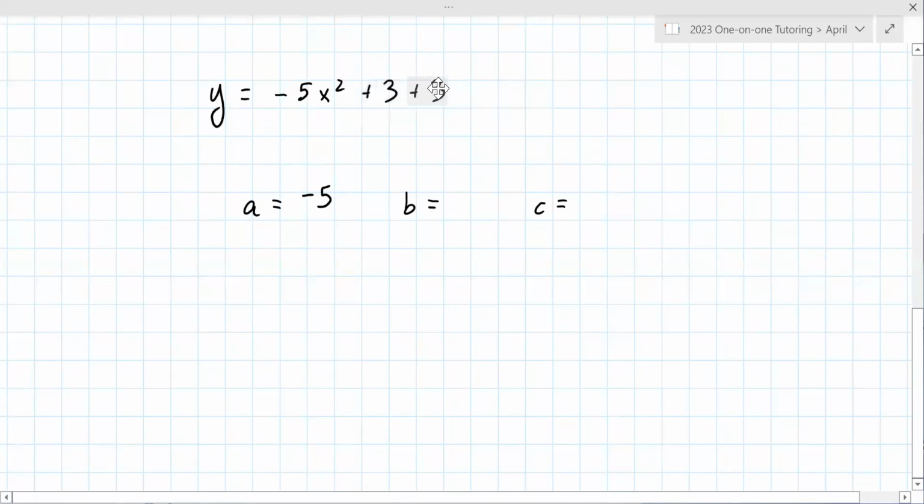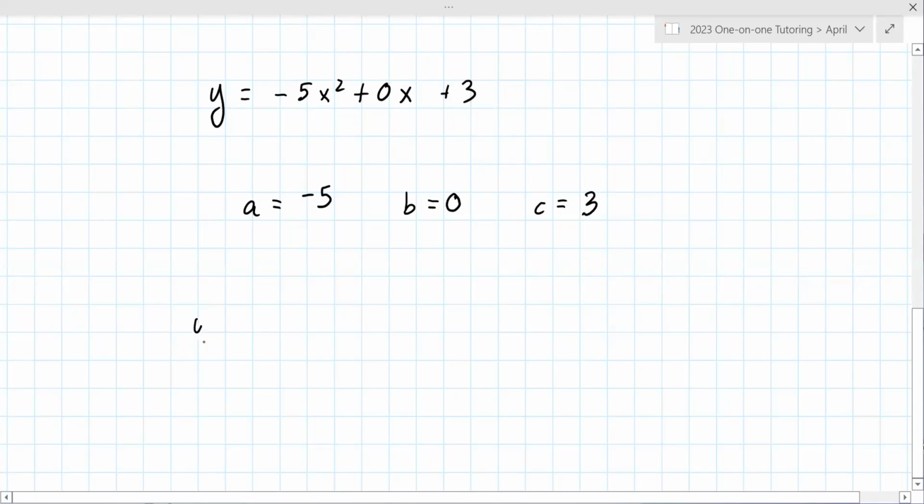So here, let me show you. If I write 0 times x, does 0 times x go away? Well, 0 times anything goes away. Yeah, it's going to be 0. So basically B would be 0 in this situation. And then C would be 3.